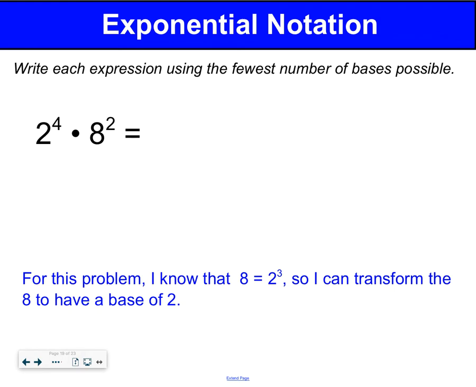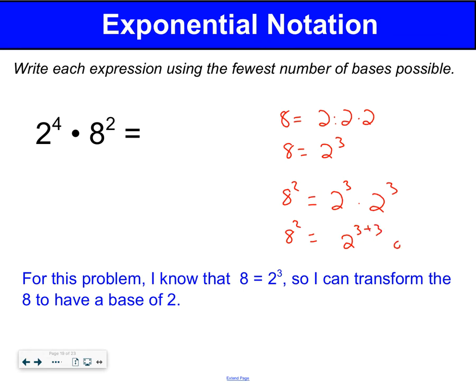So if I know that 8 equals 2 times 2 times 2, that means that 8 equals 2 to the 3rd power. Well, that means 8 squared equals 2 to the 3rd power times 2 to the 3rd power, because there's 2 of them. And then I also know that 8 squared would be 2 to the 3 plus 3, or 2 to the 6th.